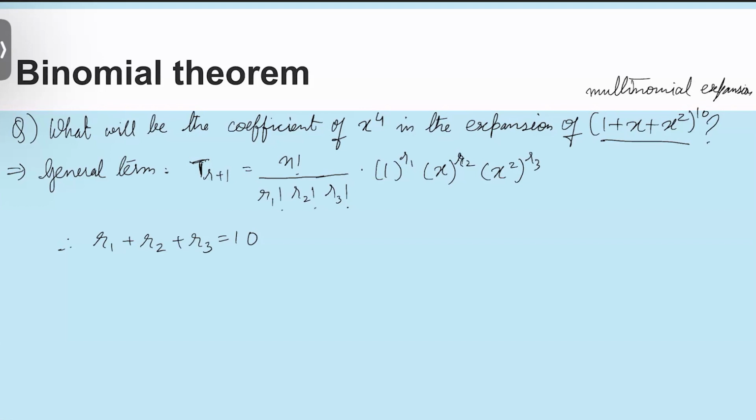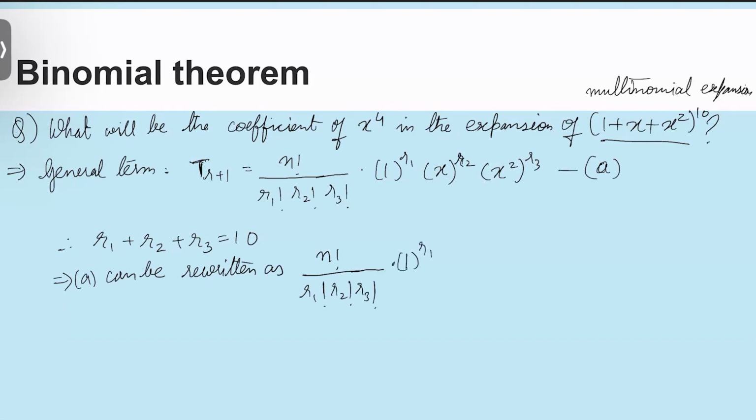So your general term then can be written in the form of, let's mark this A. So A can be rewritten as n factorial upon r1 factorial, r2 factorial, and r3 factorial, multiplied by 1 raised to r1, and this is x raised to r2 plus 2r3, because these two can be combined together.